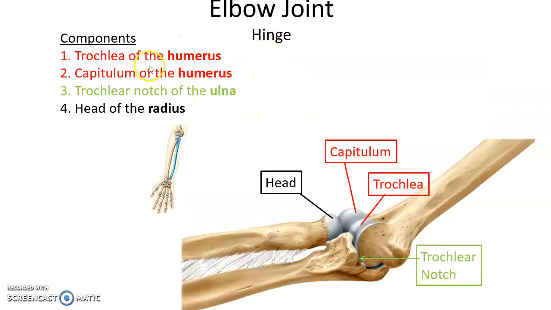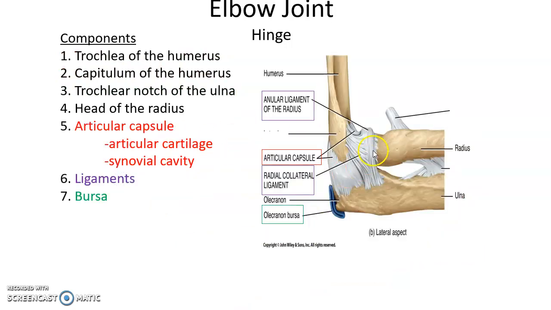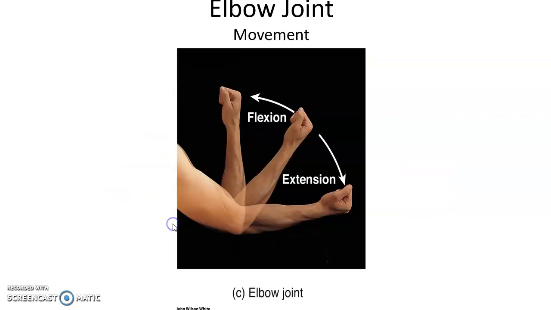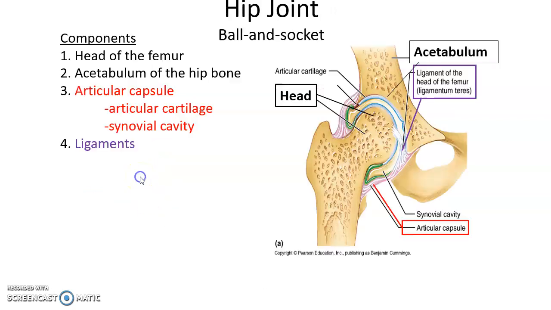In the elbow joint, a hinge joint, the trochlear notch of the ulna articulates with the trochlea of the humerus, and the head of the radius articulates with the capitulum of the humerus. There are an articular capsule, articular cartilage, synovial cavity, synovial fluid, ligaments, and a bursa. Our elbow joint has a bursa. It allows for flexion and extension.